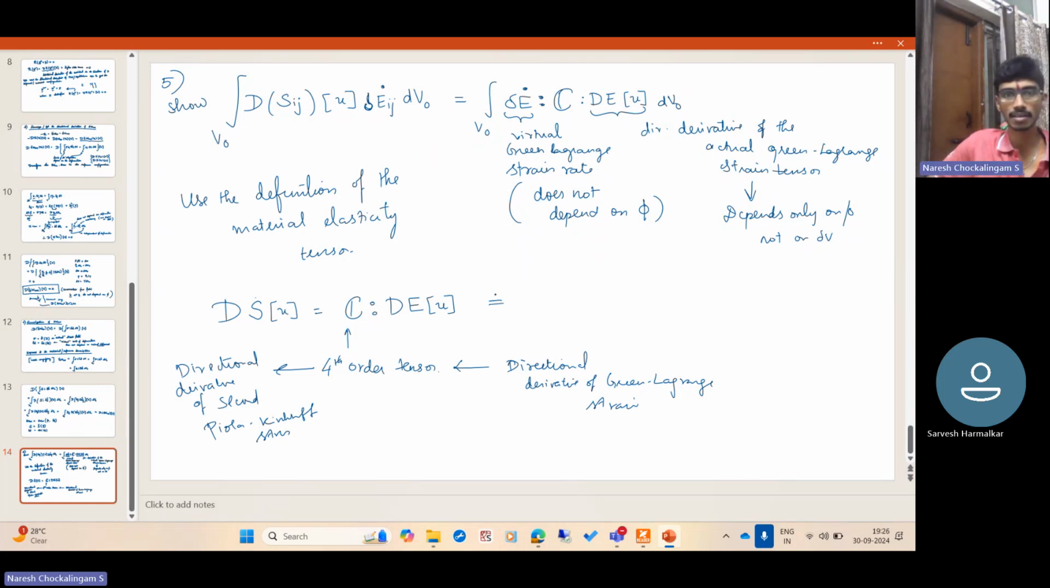So what does this mean? This means that dS_ij in the direction U, in component form, this is a second order tensor, so what it relates is a fourth order tensor C_ijKL and dE_KL in the direction U. This is very straightforward.